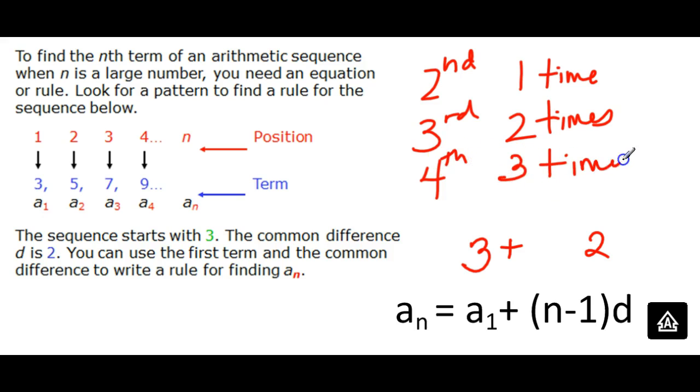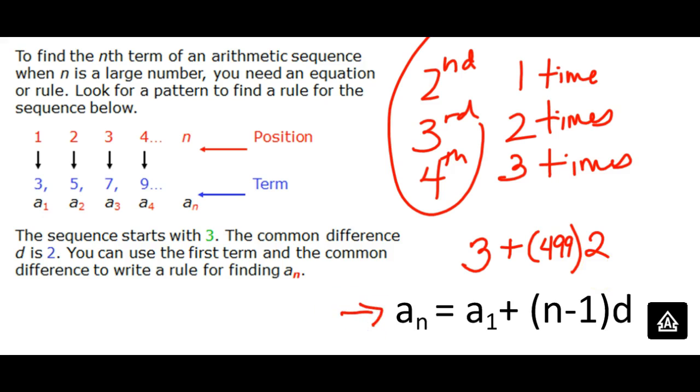So you can see that I add the 2 one less time than the term I'm looking for. That's what this n minus 1 means. So if I wanted to find the 500th term here, I would have added the 2 499 times. That's just a calculator activity. I think in this case 1001 would be the 500th term. You need to know this concept.